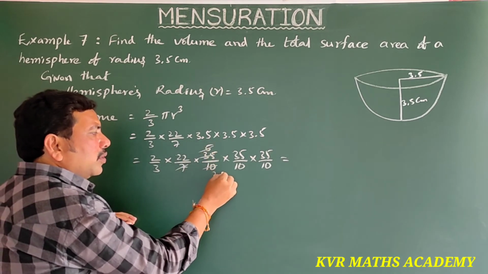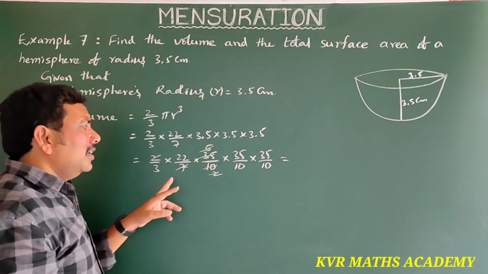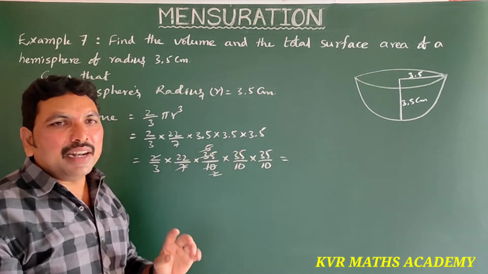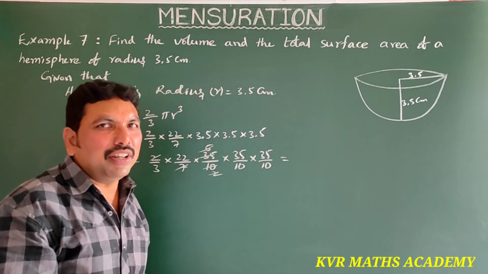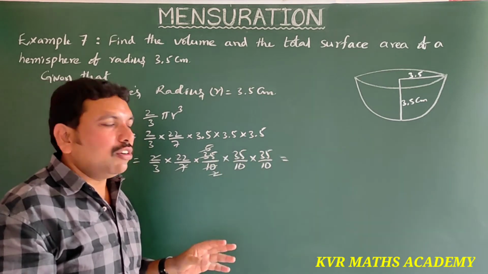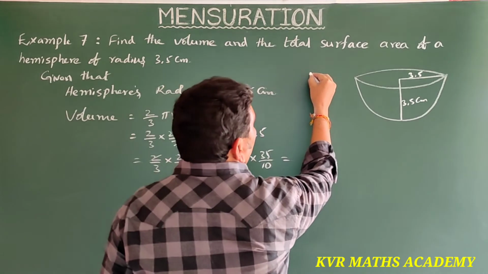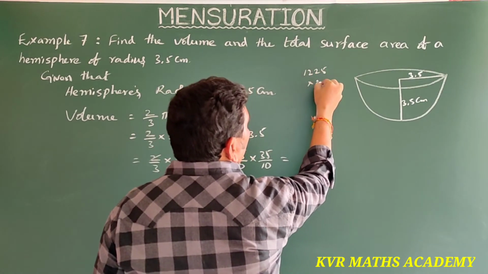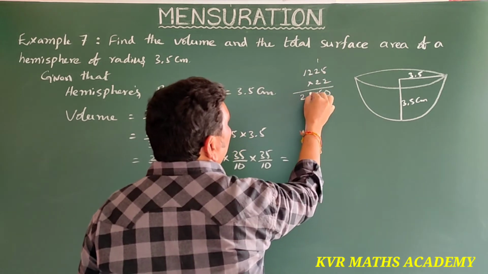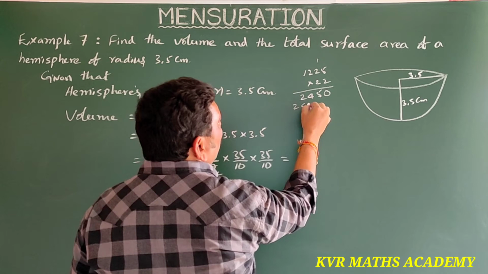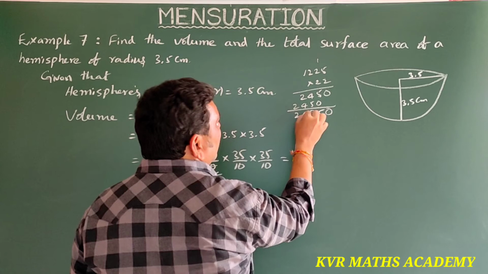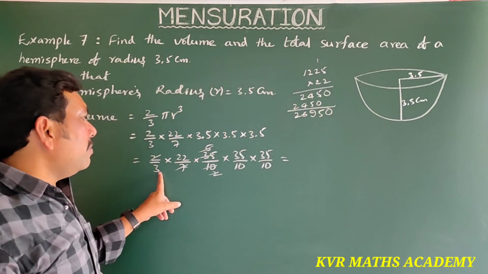Again 5 in 10, 2 times gets cancelled, right? So now 22 into 35 into 35 by 3. So 35 into 35 is 1225, right? 5 5s are 25, 3 5s are 15, plus 2, 3 next number 4. 3 4s are 12. 1225 into 22, how much? 2 5s are 10, 2 2s are 4, 2 2s are 4, 2 2s are 4, so 26950 will come. Divided by 3.